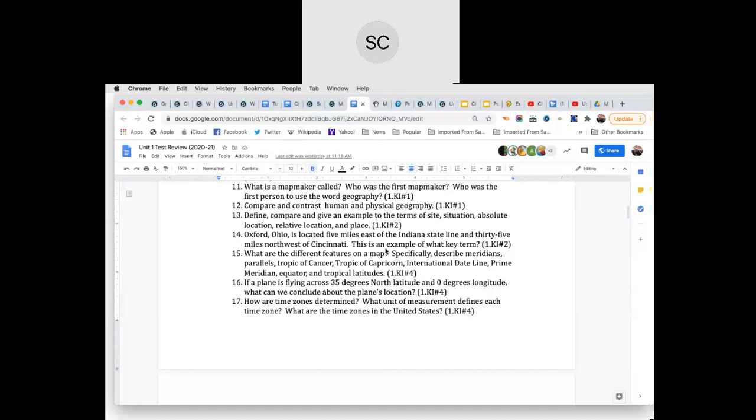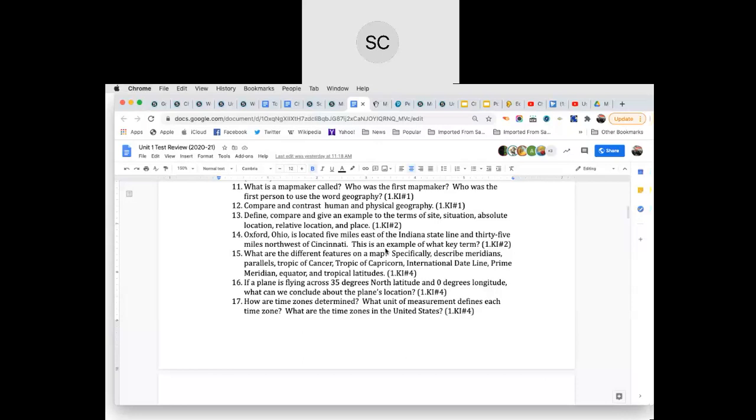Situation is when you take a place and it's relative to another place. And oftentimes situations are used for directions. But situations can also help us understand the flow of economic activity, such as Chicago would be situated in the middle of the United States because it is a perfect hub between the largest economic centers of the East Coast and West Coast. So that's a situation, a place relative to another place.